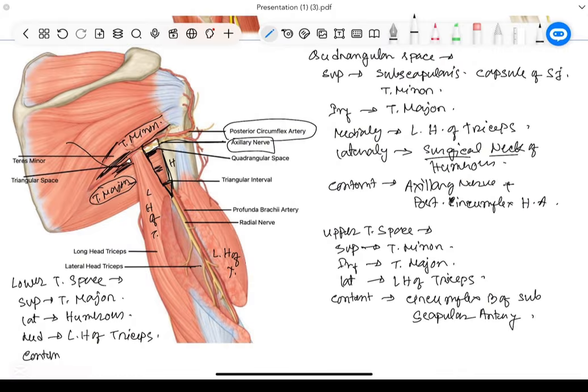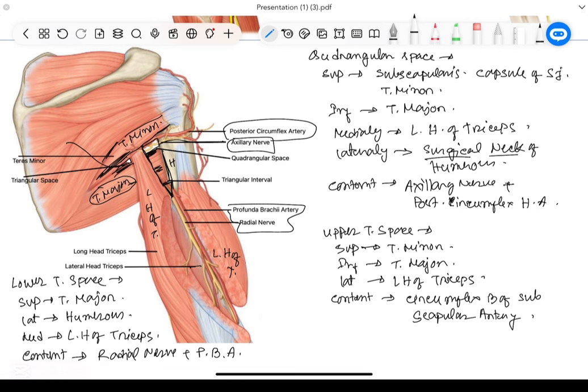Now what is the content of this lower triangular space? Through this area, actually, it is very closely related with the radial groove, and through the radial groove two structures are passing. One is the radial nerve, another one is the profunda brachii artery. So radial nerve plus profunda brachii artery.